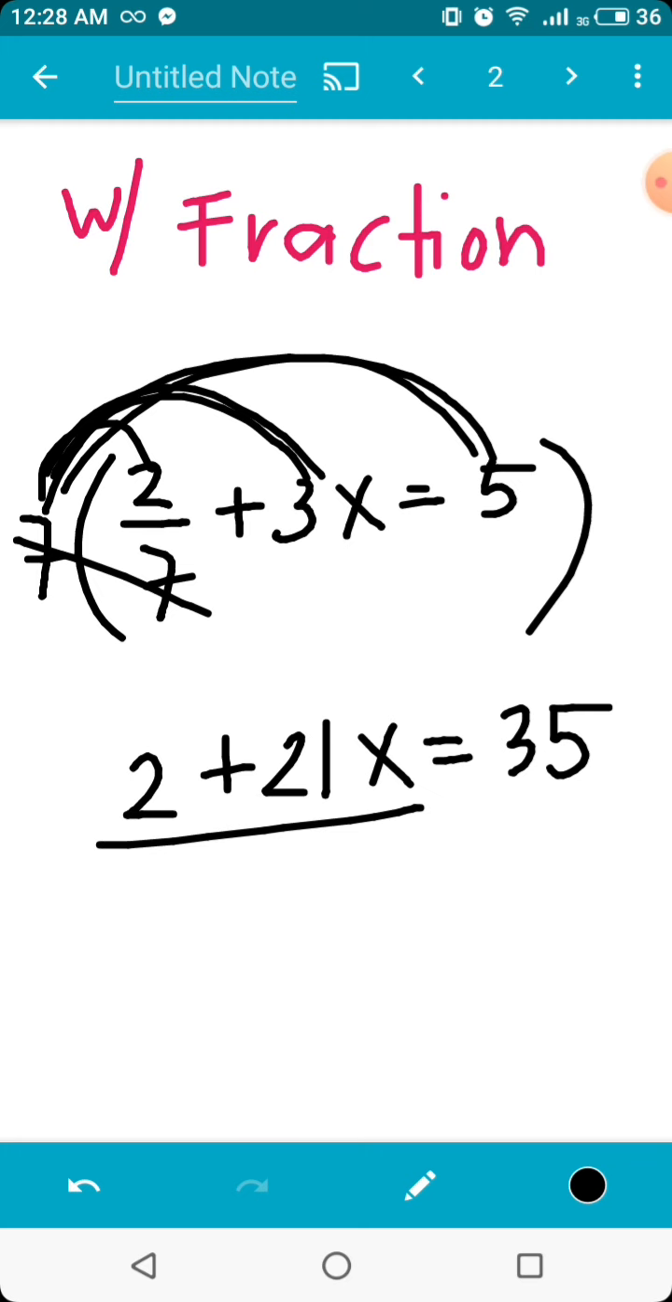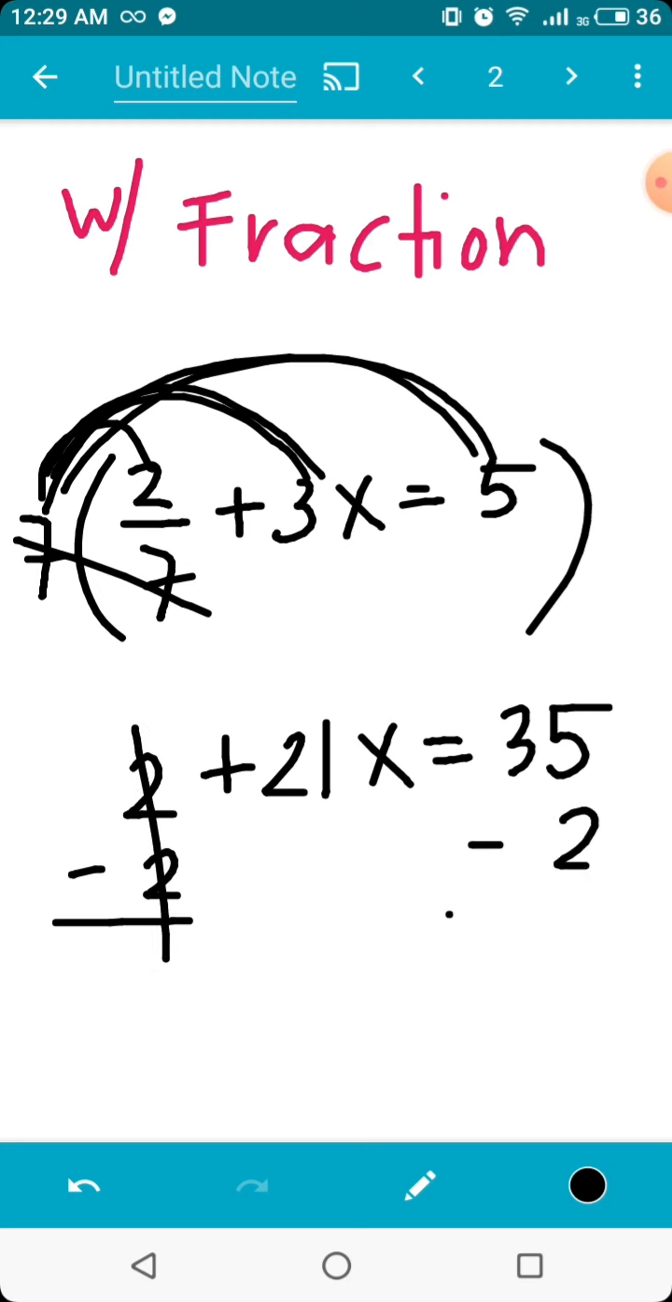So, sa side na to, ang dapat i-cancel muna natin, again, yung mas malayo sa x. So, that is positive 2. So, to cancel that, combine it with negative 2. So, cancel na siya. So, mag-minus 2 rin tayo dito. Okay? So, yung natira na lang is 21x equals, so 35 minus 2, that is 33.